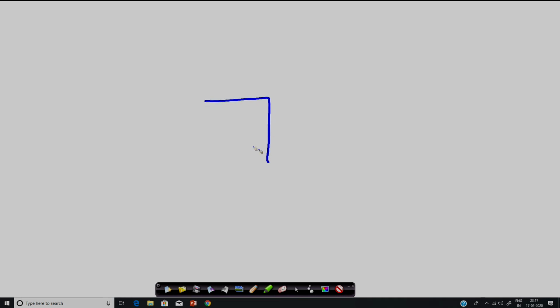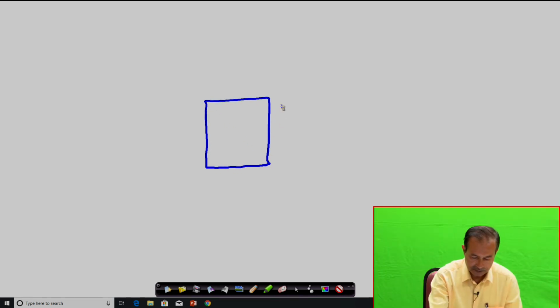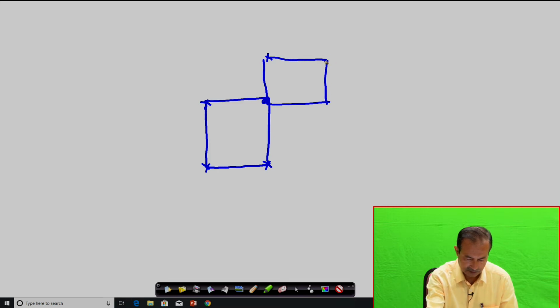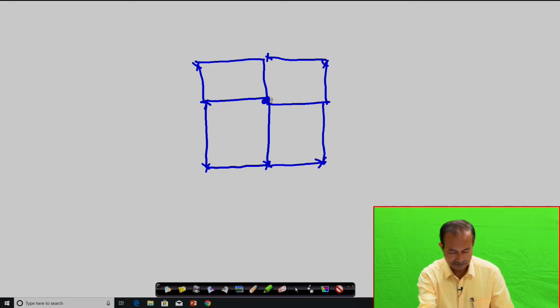So, let me just show you one example. Let us take a square lattice. Suppose I want to find out the Wigner Seitz cell corresponding to this one. There are other points in the lattice also. There are 3 other points which are near, and there are many other points. Here is one, and so on. These 4 points are the nearest neighbors to this point.